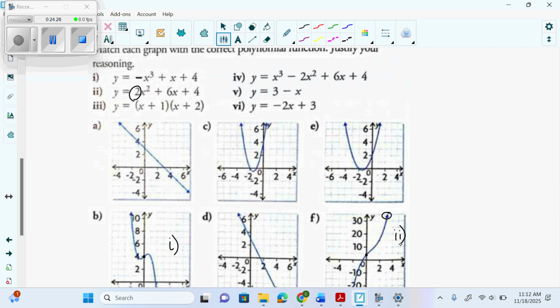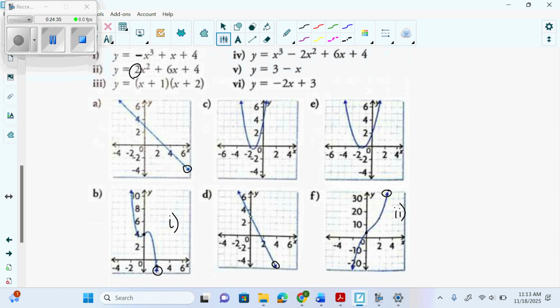This one has a negative leading coefficient, positive 3. They both end down on the right. We're going to have to turn to our slope because the y-intercepts are the same. This one is down 2, right 1, so this one matches that one. This one is down 1, right 1, so it's here. So that's 5.